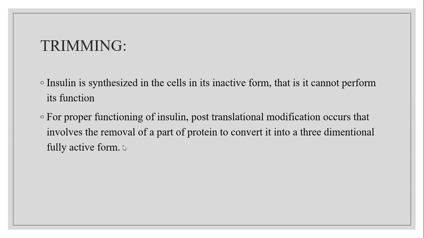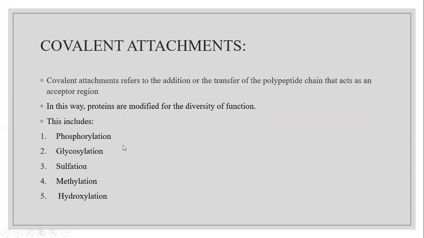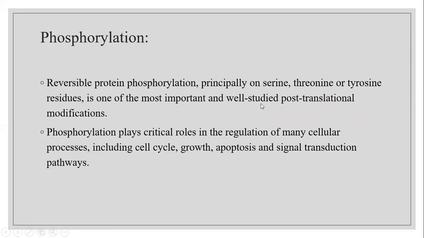The next type of post-translational modification is covalent attachments. Covalent attachments refers to addition of polypeptide chains. Proteins are modified by this covalent attachment for diversity of functions. Examples of covalent attachment are phosphorylation, glycosylation, sulfation, methylation, and hydroxylation.